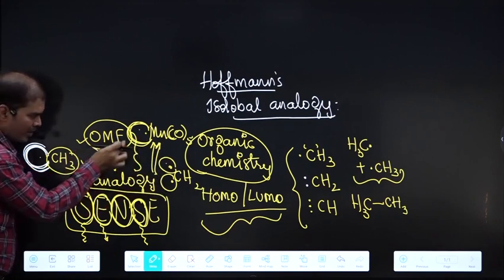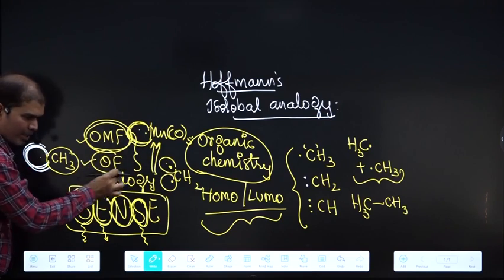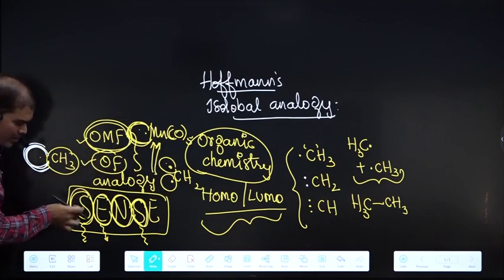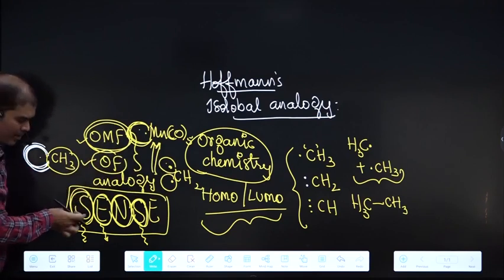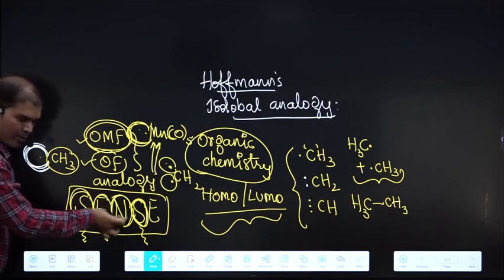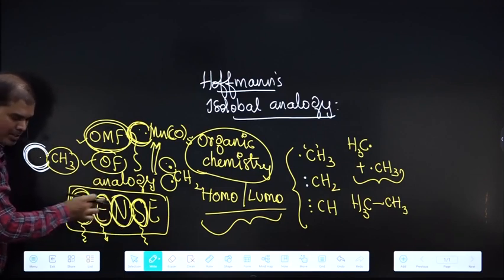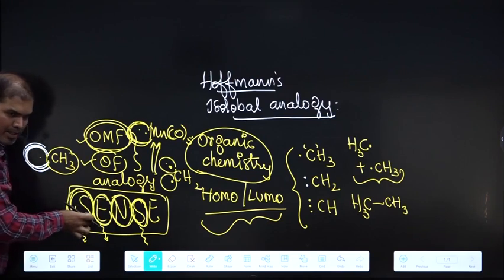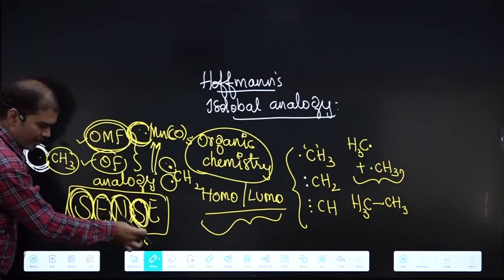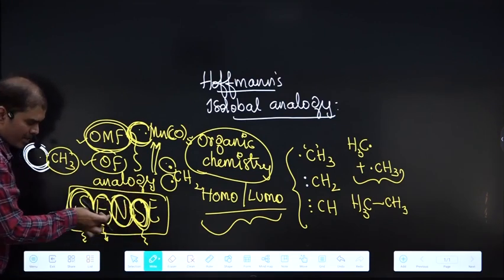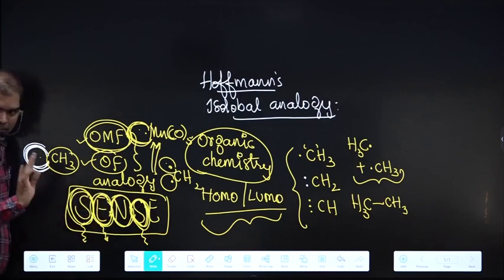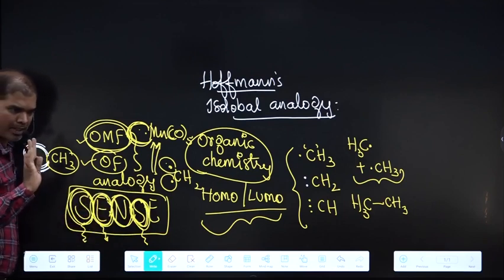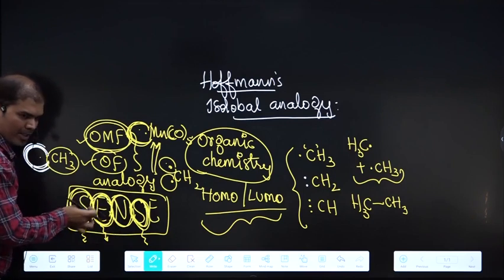If I am choosing an organometallic fragment and an organic fragment, between these 2 in the frontier zone, how many orbitals are there? That has to match. What is the shape of those orbitals? That has to match. What is the symmetry of those orbitals? That has to match. Approximate energies have to match. They need not be the same, but approximate energies must match.